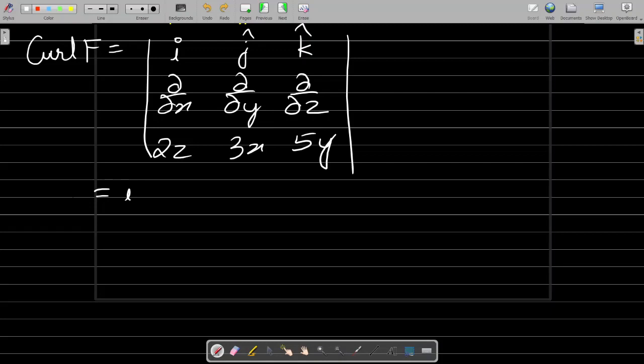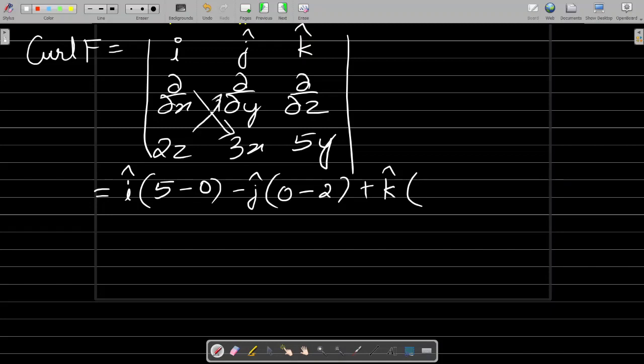So ∂/∂y of 5y is equal to 5, minus ∂/∂z of 3x is 0, minus j into, you will be having ∂/∂x of 5y minus ∂/∂z of 2z. So ∂/∂x of 5y is equal to 0 minus ∂/∂z of 2z, which is equal to 2, plus k cap into, you will be having ∂/∂x of 3z minus ∂/∂y of 2z. Actually ∂/∂x of 3x minus ∂/∂y of 2z, so ∂/∂x of 3x is 3 minus ∂/∂y of 2z is 0. So the curl f is equal to 5i plus 2j plus 3k.